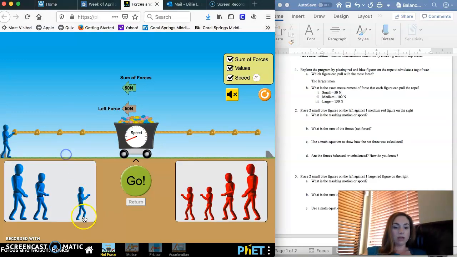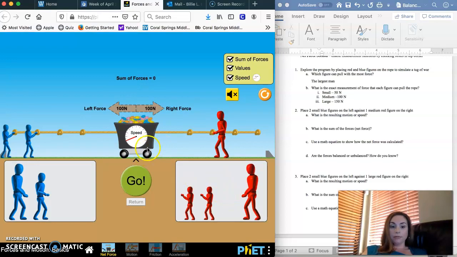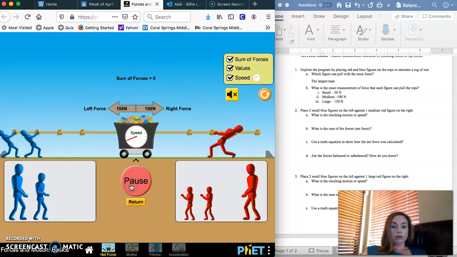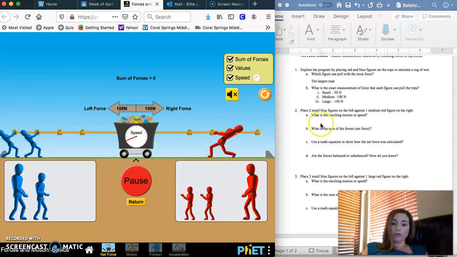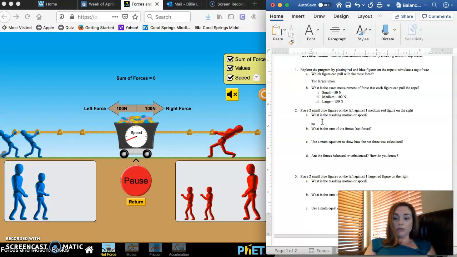Okay, so step 2, it says place 2 figures on the left. So we're going to take the 2 smallest guys. And 1 medium red figure on the right. Okay, notice the forces. If we hit go, how's the movement? It's not moving. If you look at the left, the 2 smallest guys are pulling with 100 newtons. So it says, what is the resulting motion or speed? No movement.